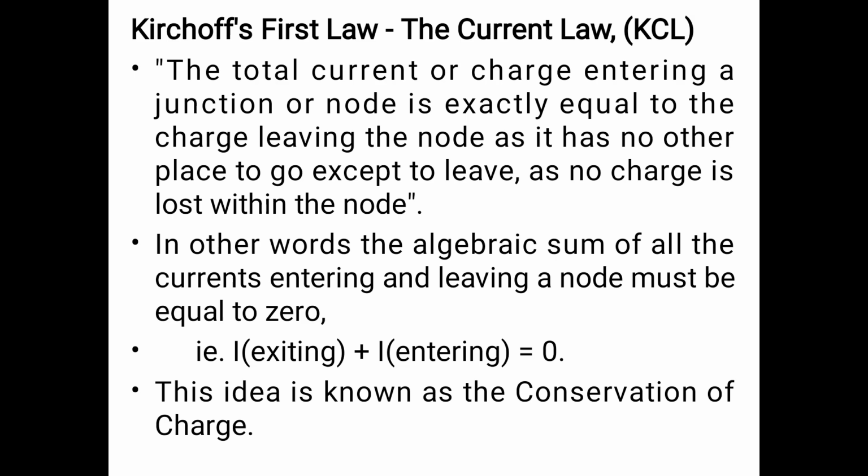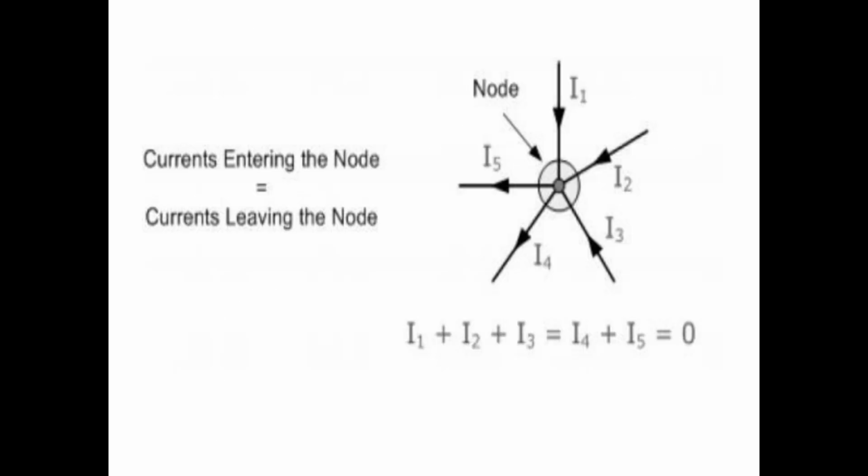The total current or charge entering a junction or node is exactly equal to the charge leaving the node, as it has no other place to go except to leave, as no charge is lost within the node. In other words, the algebraic sum of all currents entering and leaving a node must be equal to 0. So current exiting plus current entering is equal to 0. This idea is known as the conservation of charge.